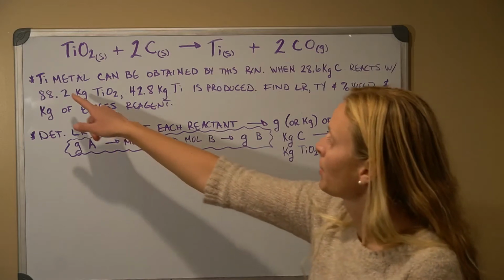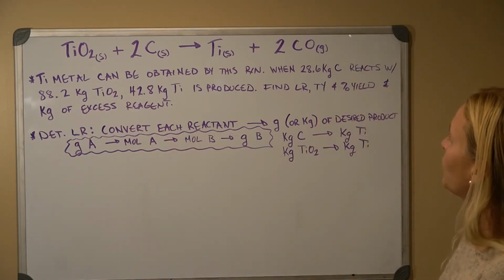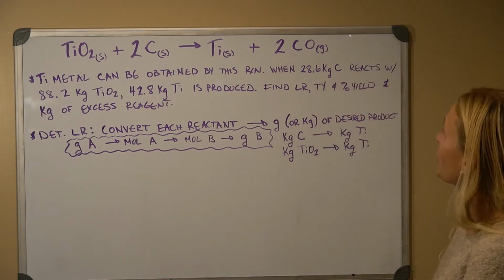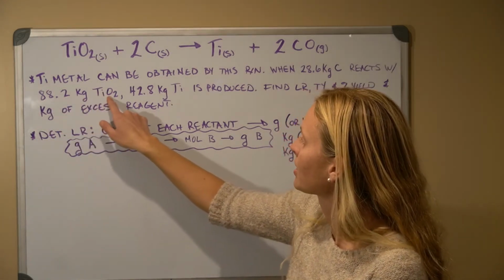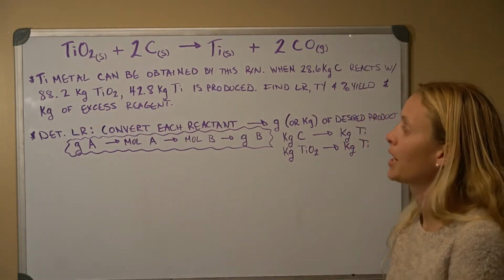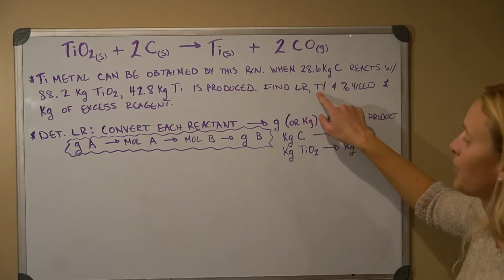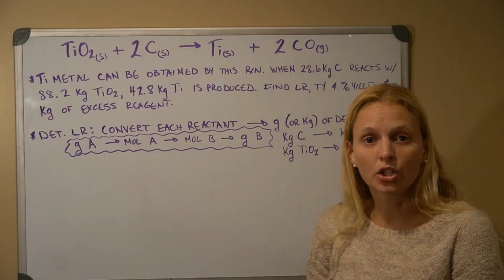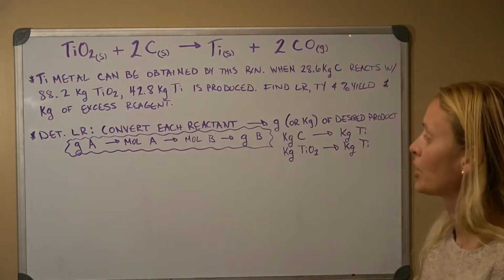The problem says titanium metal can be obtained by this reaction, and when we have 28.6 kilograms of carbon reacting with 88.2 kilograms of titanium oxide, we produce 42.8 kilograms of titanium. The question says, find the limiting reactant, the theoretical yield, and the percent yield, as well as the kilograms of excess reactant or reagent.